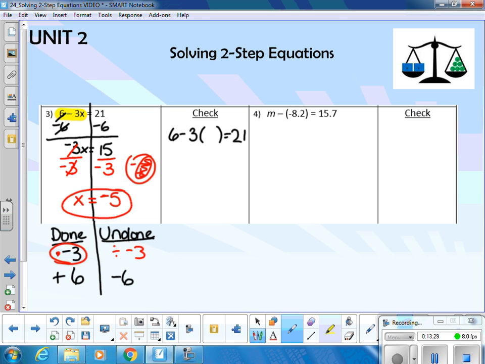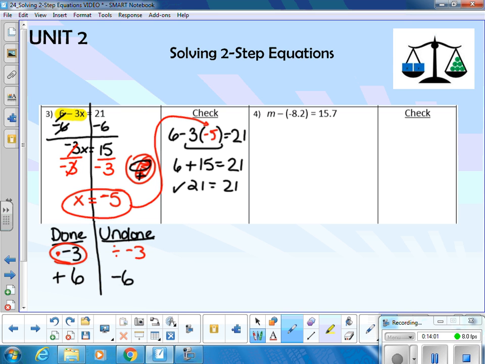So I said x equals negative 5. And now I have to use my order of operations, which says I multiply first. Negative 3 times a negative 5 gives me a positive 15, because negative times a negative gives me a positive. So 6 plus 15 is 21. Does 21 equal 21? It does. That's a true statement.